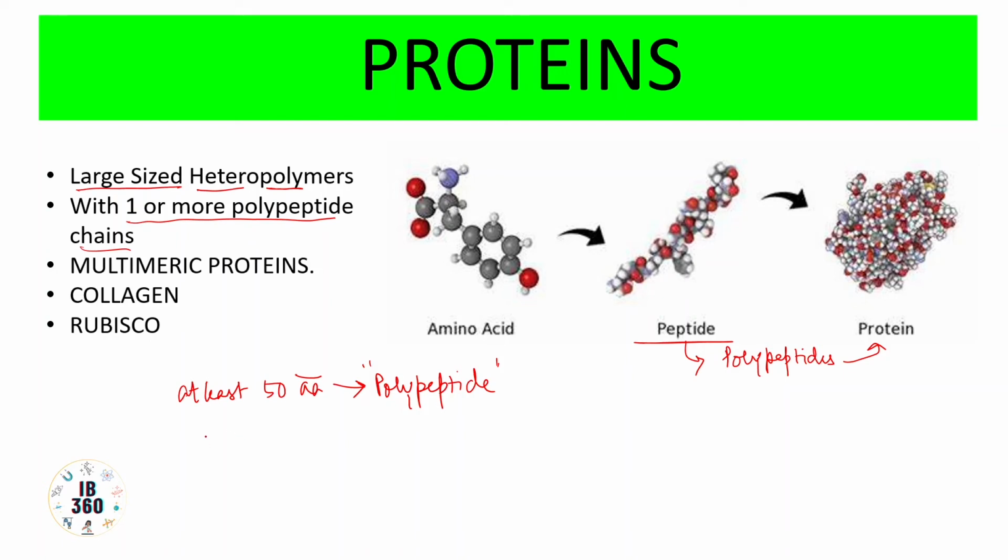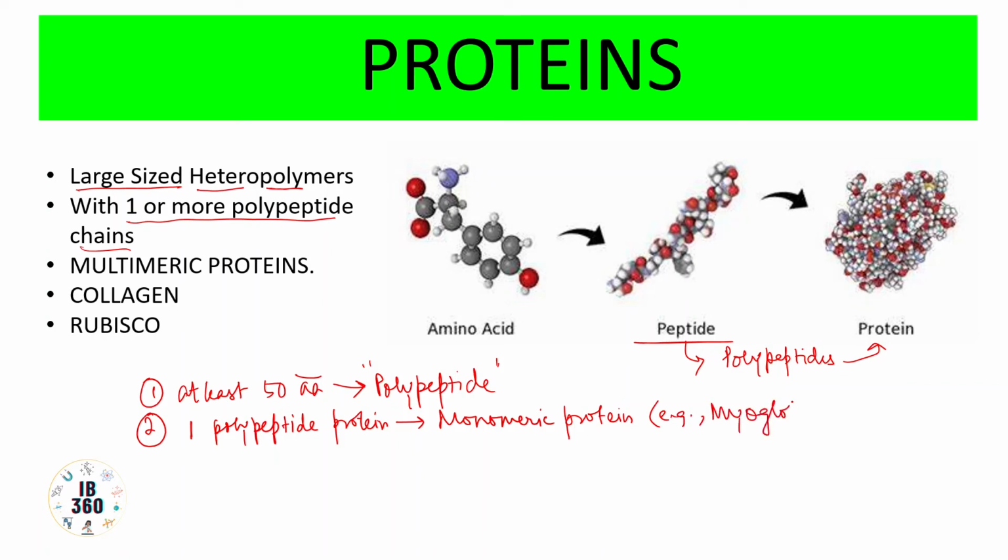Second point is the single polypeptide proteins. A one polypeptide protein is a monomeric protein. Example is myoglobin, which is basically the hemoglobin for muscles, and also RNase. RNase is ribonuclease. Okay.